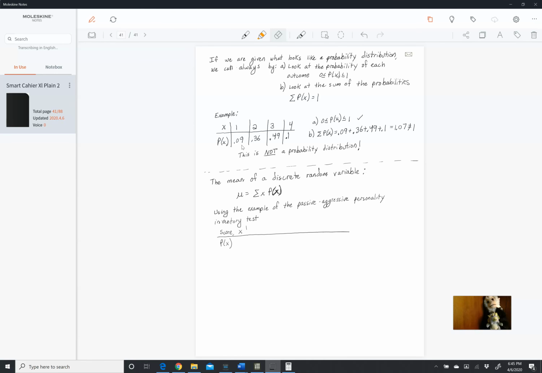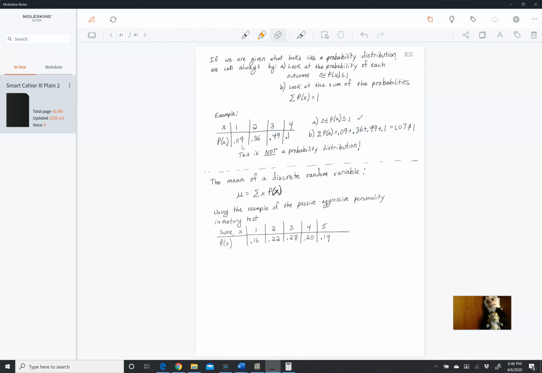So we had a score of 1, had a probability of 0.16. A score of 2 had a probability of 0.22. The score of 3 had a probability of 0.28. 4 had a probability of 0.20. 5 had a probability of 0.14.